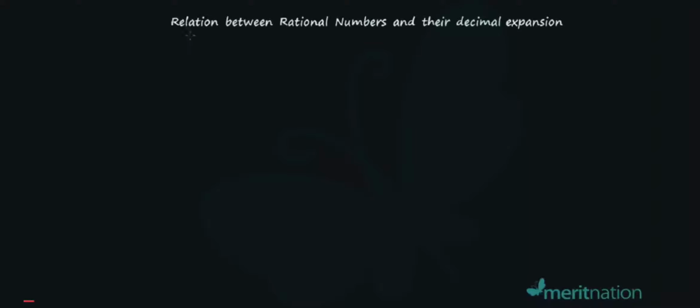Hi, relation between rational numbers and their decimal expansion. Now here, we will explore exactly when the decimal expansion of a rational number, say p by q, is terminating and when it is non-terminating, repeating or recurring.